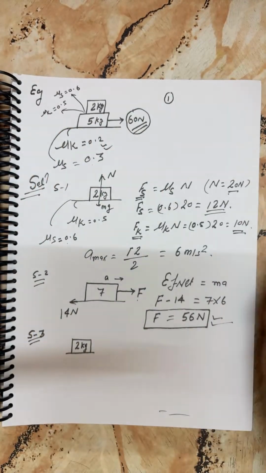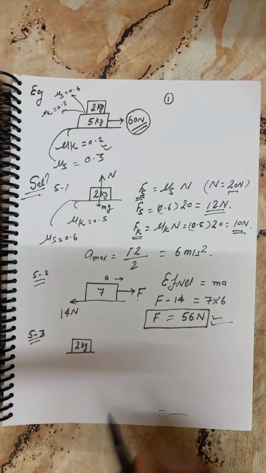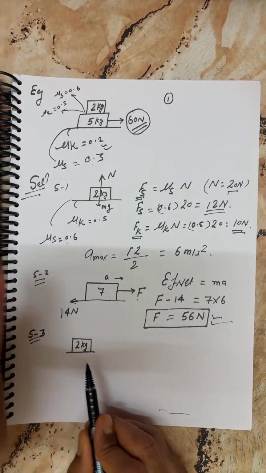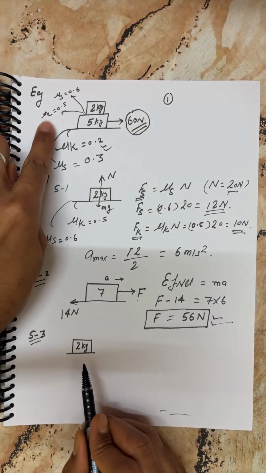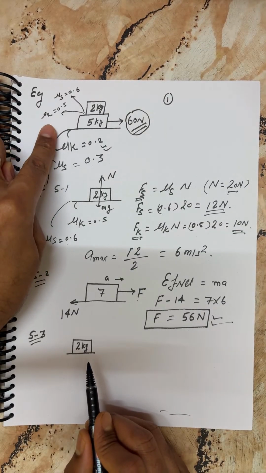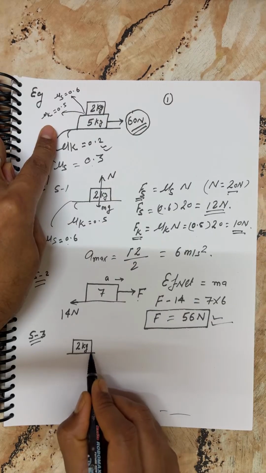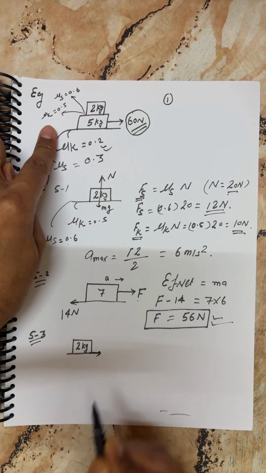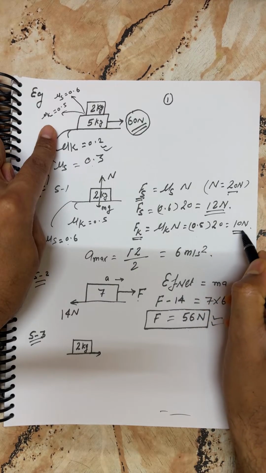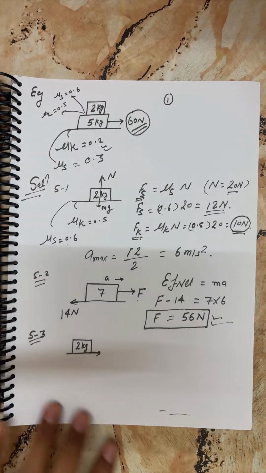So you're pulling the block towards the right here. So what will act on the 2 kilogram block? Only kinetic friction here. What is the kinetic friction? Mu into N. Already I calculated here, which is equal to 10 Newton. So I'll use it directly.